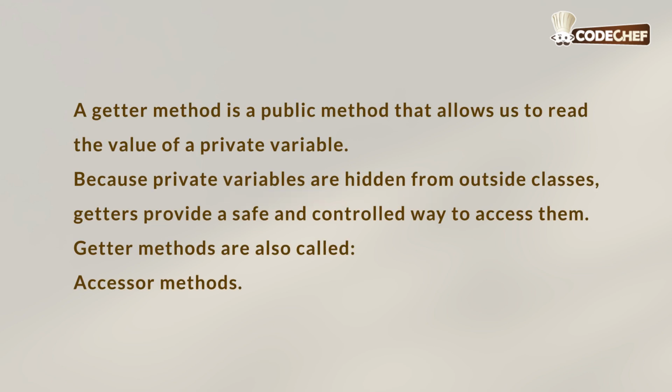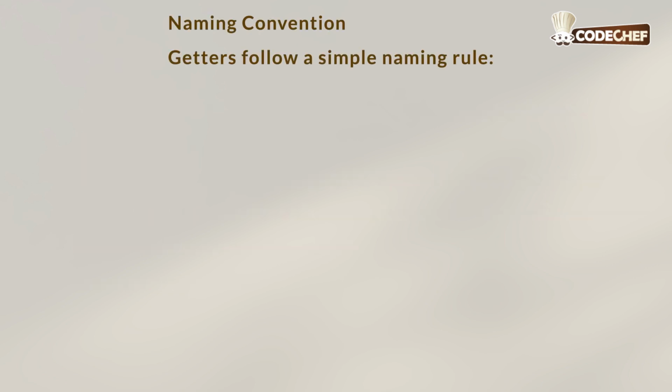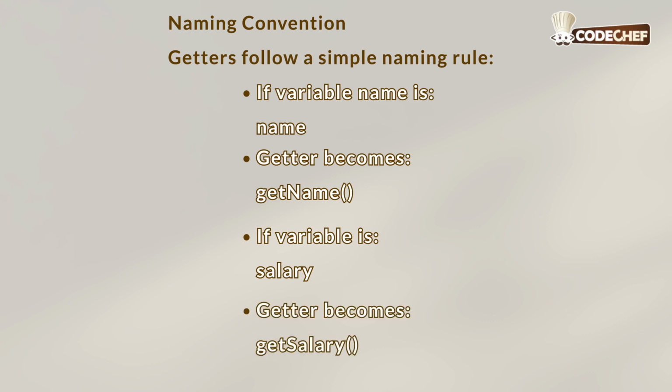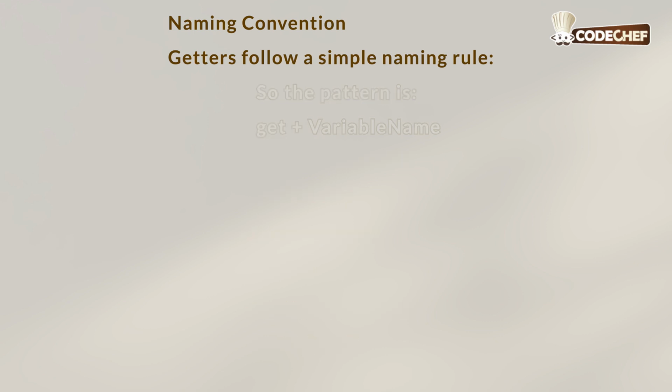Getter methods. A getter method is a public method that allows us to read the value of a private variable. Because private variables are hidden from outside classes, getters provide a safe and controlled way to access them. Getter methods are also called accessor methods. This is how the naming convention looks. Getters follow a simple naming rule. If the variable name is name, the getter becomes getName. If the variable is salary, the getter becomes getSalary. So the pattern is get plus variable name.